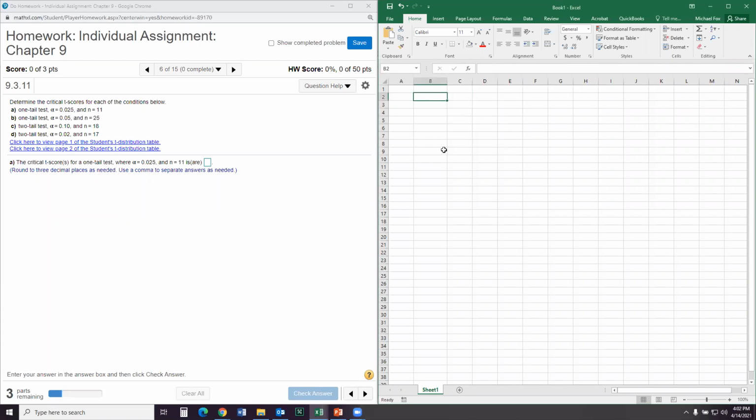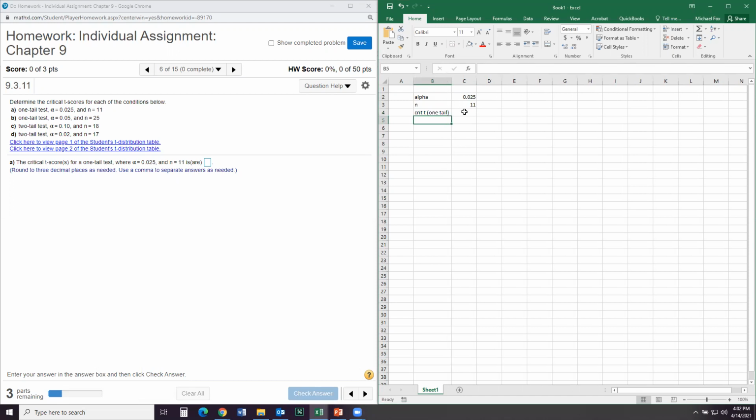So let's see. I'm going to go ahead and just say alpha. So on this first one, that's 0.025. And then n. On this first one, that's 11. And then I'm going to say critical T, one tail. So for one-tailed tests, that'll be our critical T.